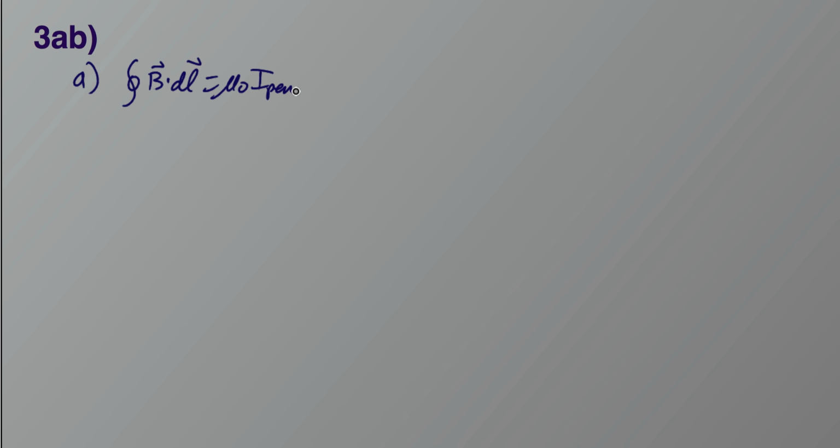Now for part A, it says use Ampere's law to derive an expression for the magnitude of the magnetic field at point P due to wire 1. All right, so an Ampere's law question. For 3A, Ampere's law: the integral over the closed loop of B dot dl equals mu naught times the current that penetrates our Amperian loop. All right, so we've chosen our Amperian loop such that we will have a uniform magnetic field everywhere by making it concentric around the wire.